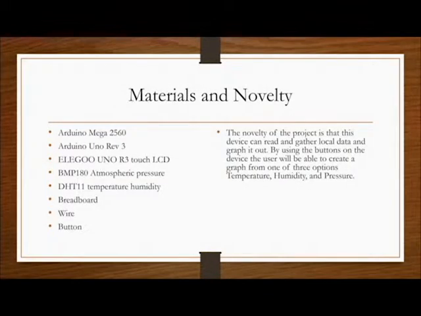The materials we used for this project consisted of the Arduino Mega 2560, the Arduino Uno Rev 3, the Aligo Uno R3 Touch LCD, the BMP180 atmospheric pressure sensor, the DHT11 temperature and humidity sensor, the breadboard, the wire, and also the buttons.